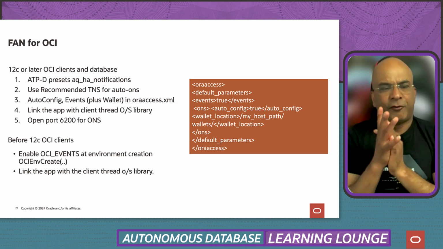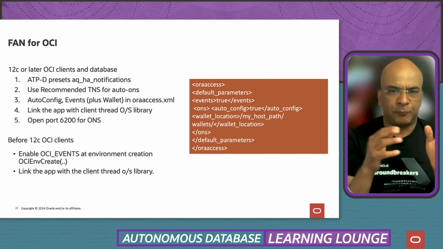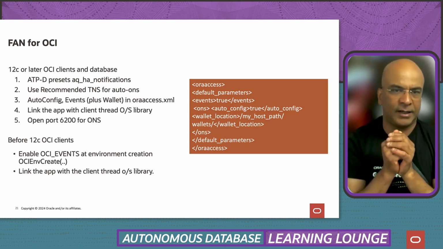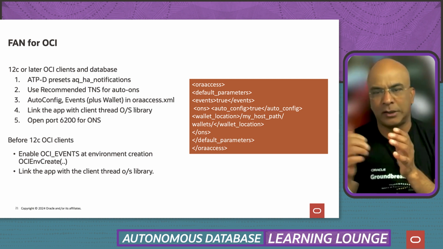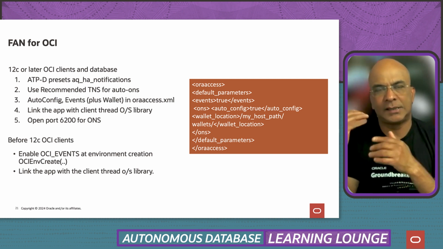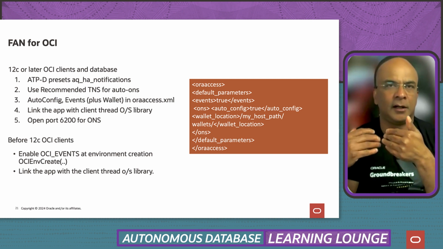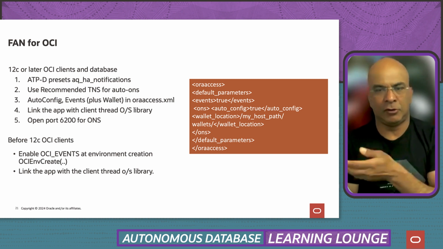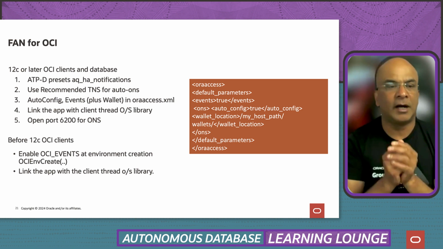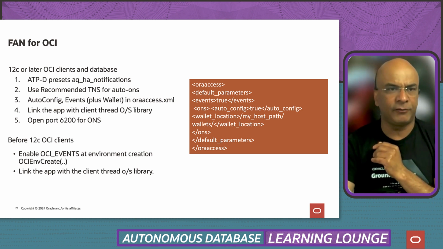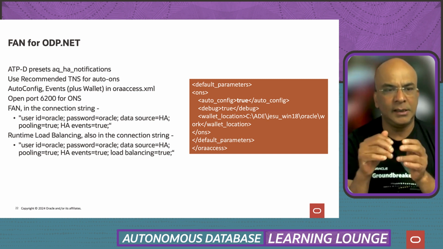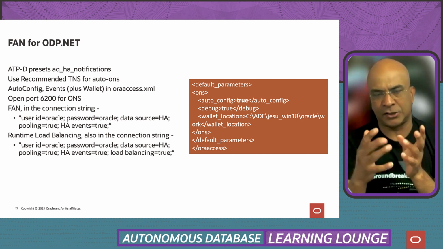For OCI, there's an Aura access XML file that you can actually put all the wallets and the ONS specific things in. By default, we give you pre-configured settings. Obviously, you can optimize it or set it for your environment. And similarly for ODP.NET, the same thing, right? You would actually see some of this FAN in the connection strings and all that.